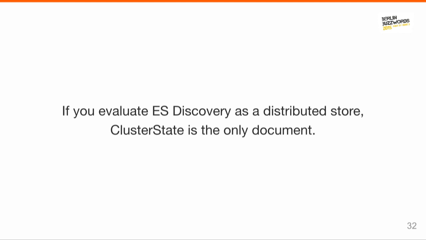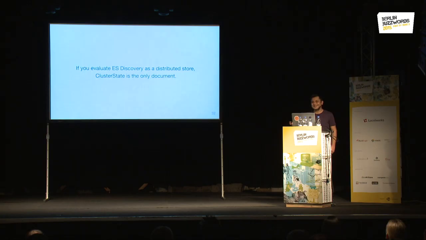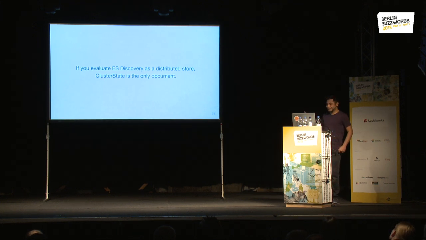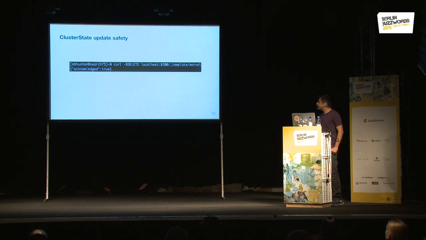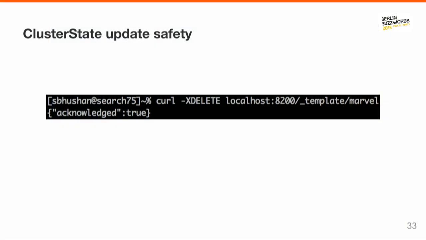So although Jepsen was really more about document replication semantics, I think it's interesting to evaluate Elasticsearch discovery as a distributed store, even though it really isn't. And if it was, cluster state would be the only document. So we can use that same kind of idea in evaluating the properties when it comes to the safety and persistence of updates. Here I'm trying to delete the Marvel index template. You'll remember this is in the metadata section of the cluster state, so we care about the persistence of this. And Elasticsearch is telling me that it's been acknowledged.